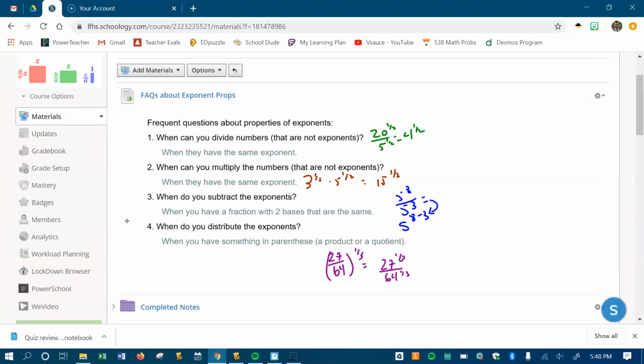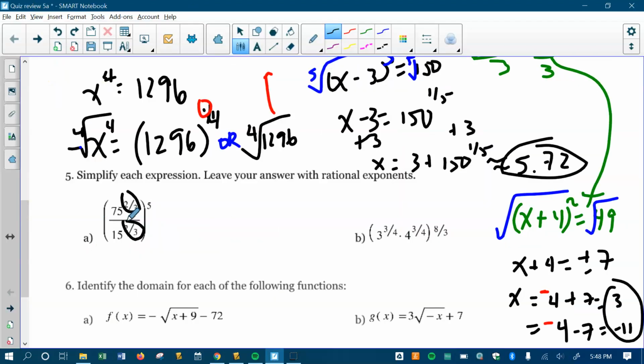When you have something like that, you can actually divide the numbers. Like this problem was to the 1/2 and 1/2. Each number was to the 1/2. You just divide 20 divided by 5. Keep the exponent. So here, let's do 75 divided by 15. 75 divided by 15 is 5. Now we have 5 to the 2/3 raised to the 5th power.